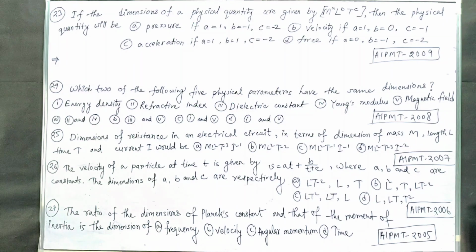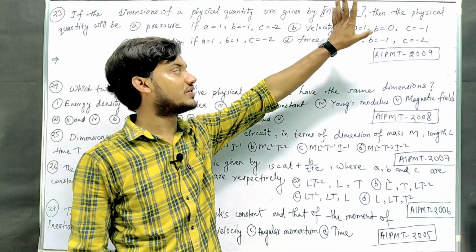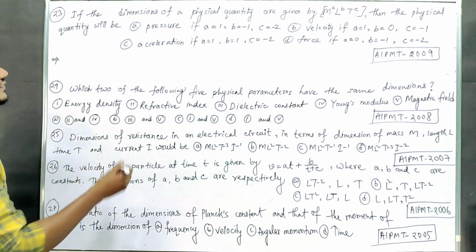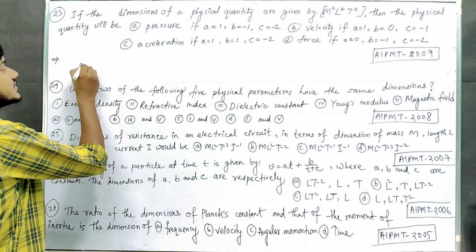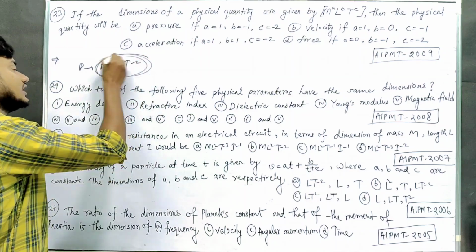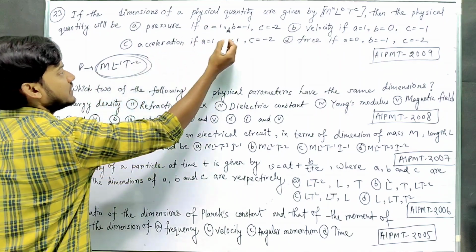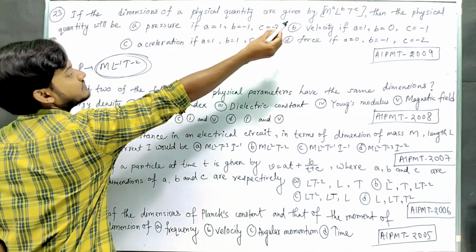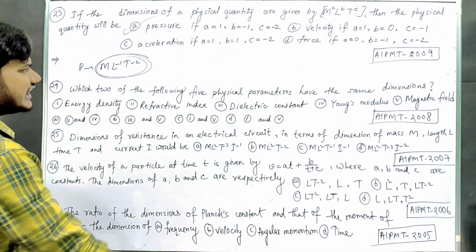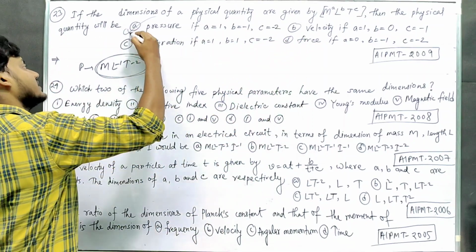Number 23. If the dimensions of a physical quantity are given by M^a L^b T^c, then the physical quantity will be, options are given. First is pressure. We know pressure equals ML inverse T inverse 2, dimension of pressure. So M to the power 1, so a is 1, L to the power minus 1, b equals minus 1, c, T to the power minus 2, so option A is correct. Okay, you can check B, C, D, but we don't need that, so option is A.